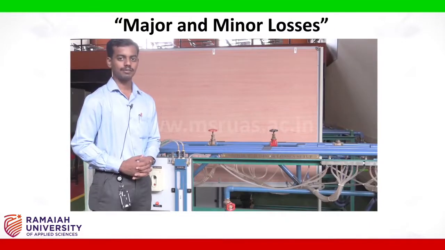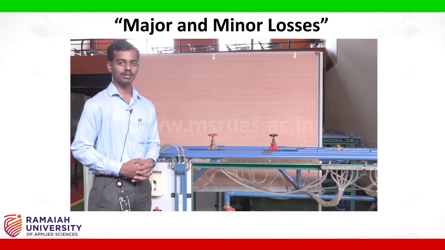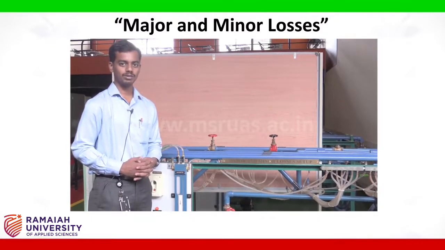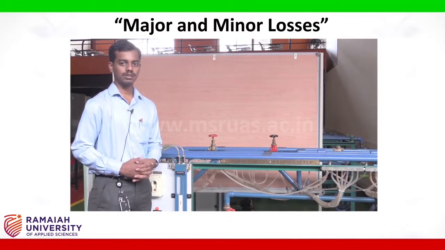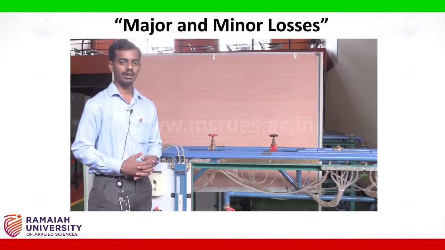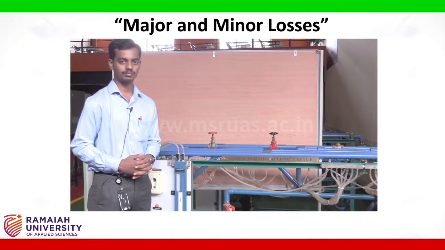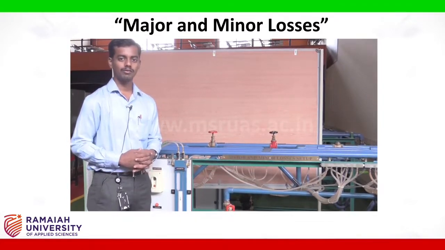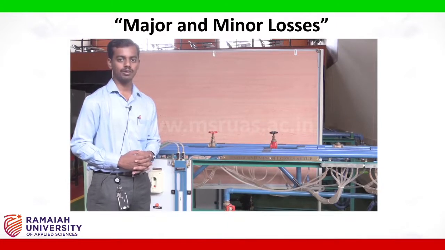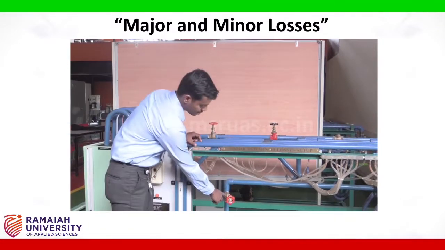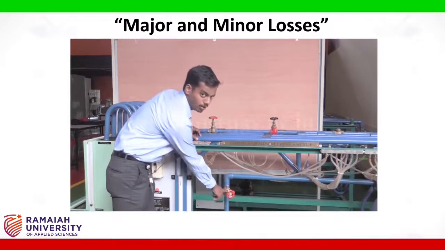Now we have calculated the discharge and also measured the pressure difference across the length of the pipe. Using these values, we can calculate the head loss across the pipe for this particular flow rate. Now we shall repeat the same experiment for a different flow rate. In order to do that, we shall close the discharge valve by one rotation.